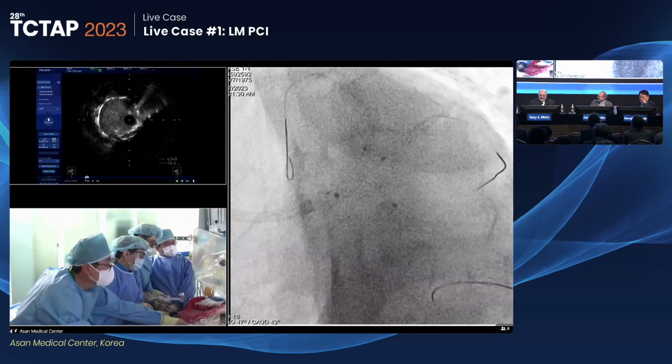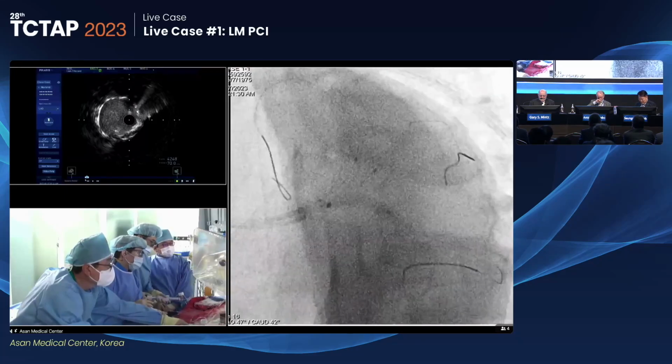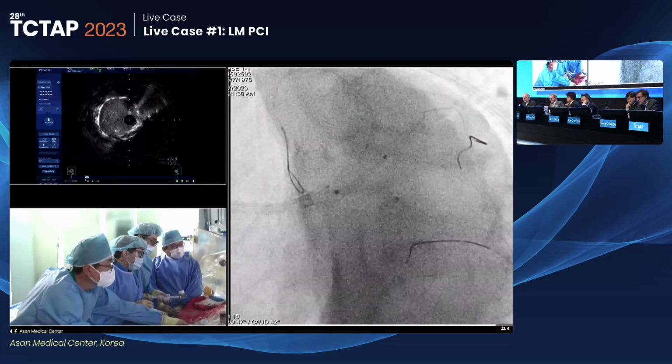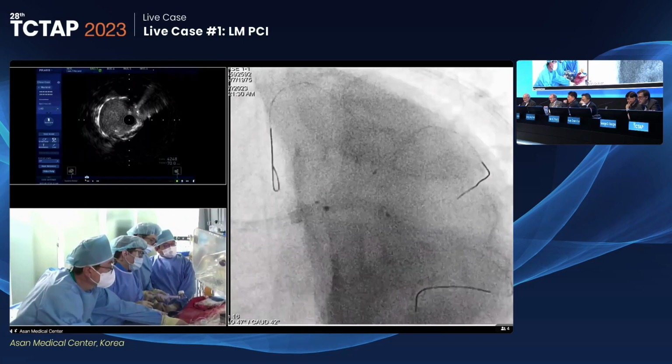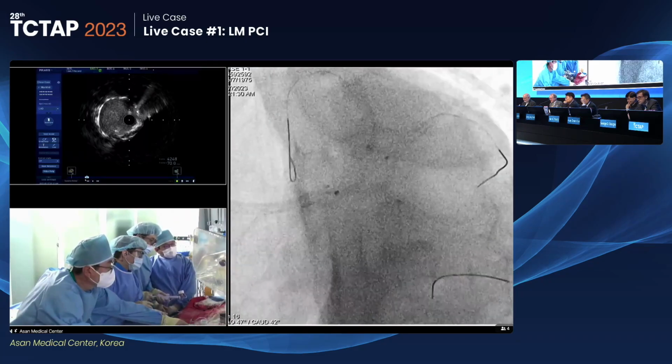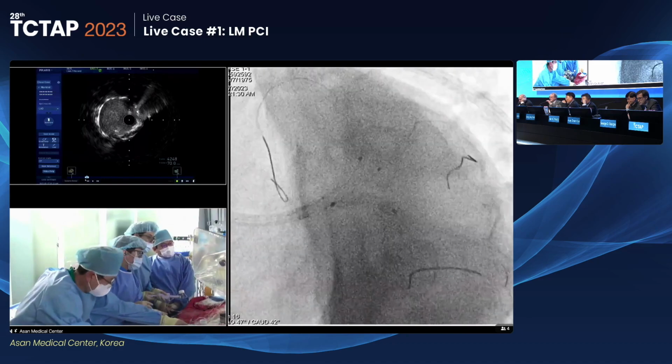I would for sure go 20 atmospheres in the Ramus balloon right now before the triple kiss. And 24 atmospheres, high pressure, if you do it for this circumflex.